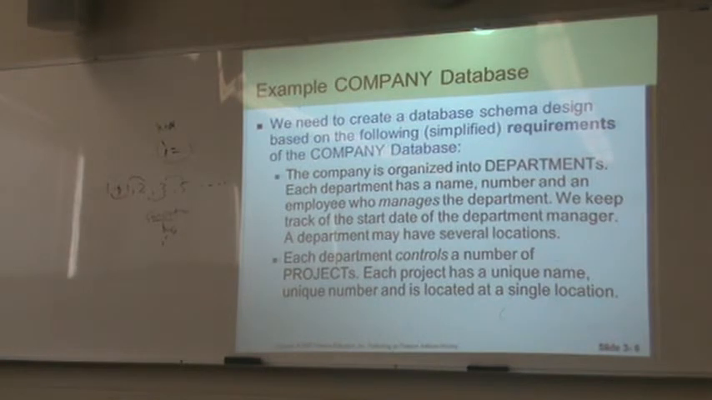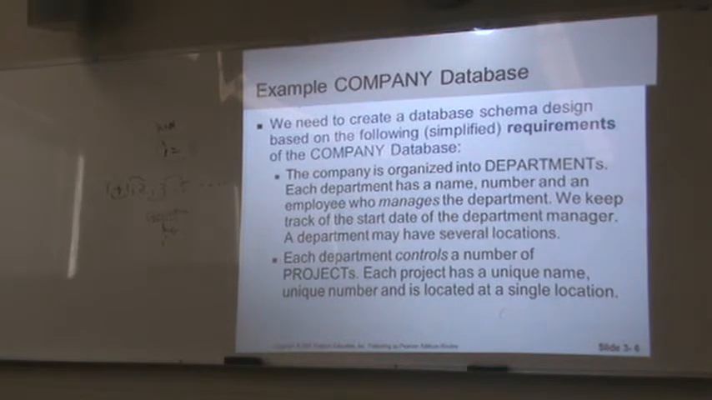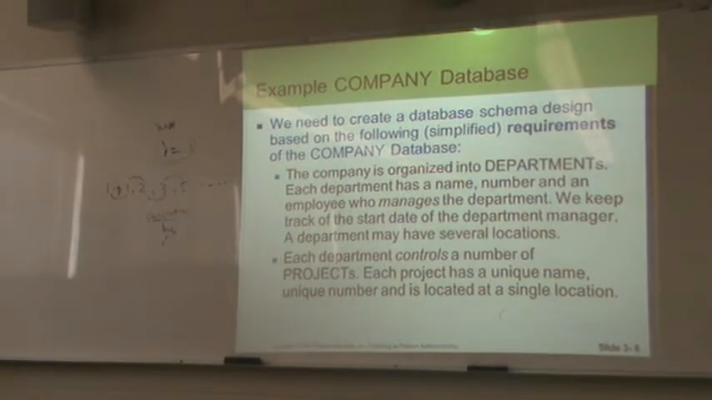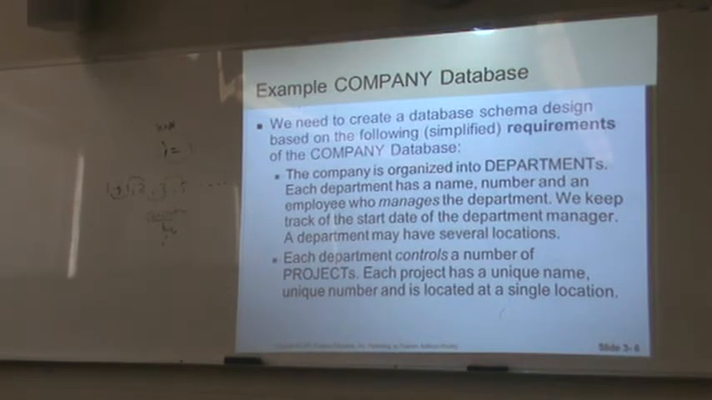What about your project? The first step is, have you ever read the project description? What is the first step? Problem definition. Because I believe you know what a banking system is already, you can define the problem by yourself. Okay? So, for example, in this company database, the company is organized into departments. Each department has a name, a number, and an employee who manages the department. We keep track of the start date of the department manager. A department may have several locations.